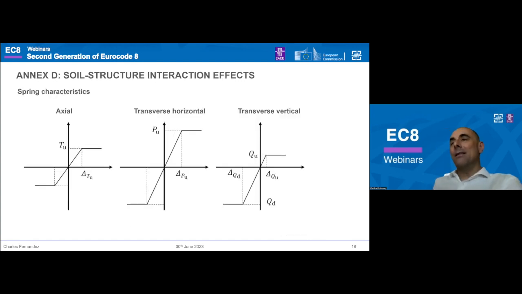Here it's just an impression of how to calculate the soil structure interaction effect in terms of spring characteristics. In Annex D, you will find these load displacement curves for axial, transverse horizontal and vertical direction, and you can easily calculate the maximum bearing capacity with respect to the friction, with respect to the diameter, and so on.